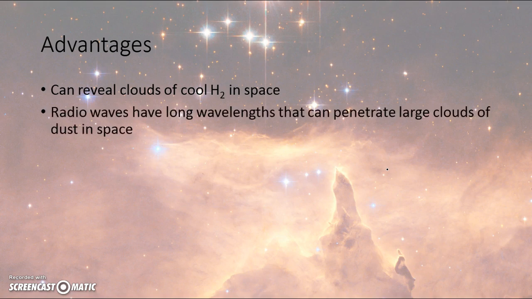All right, so another example or advantage of these is that radio waves have long wavelengths that can penetrate through large clouds of dust in space. So they have these long wavelengths. They can get through these clouds of dust. And the clouds, normally if you have visible light going through, are made up of dust. And dust will scatter the light.